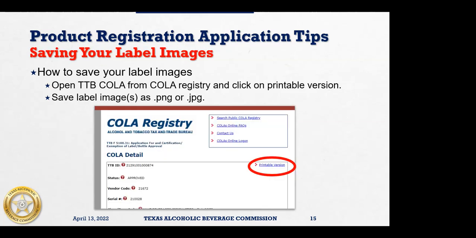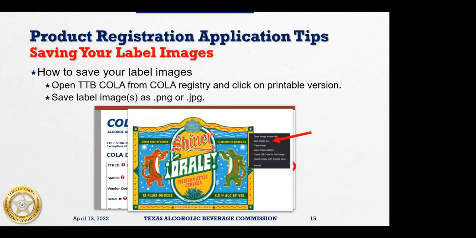Saving your label images. You can attach up to 4 label images to your application. This will allow you to attach the front, back, and neck label of a certain product. And here's the easiest way to do this. Locate your TTB COLA from the COLA registry and open up the printable version, which I've circled in this picture. From there, scroll down to the label images and save each image to your computer. You will do this by right-clicking on the label image and then selecting Save Image As.